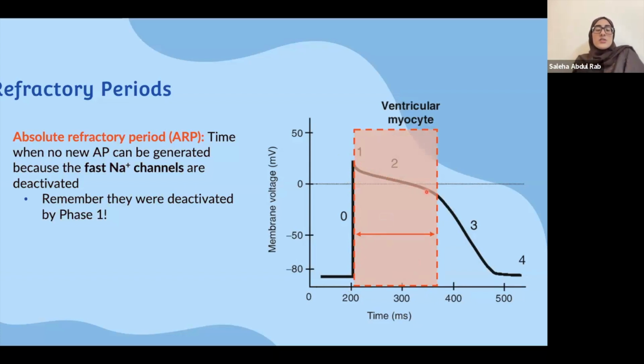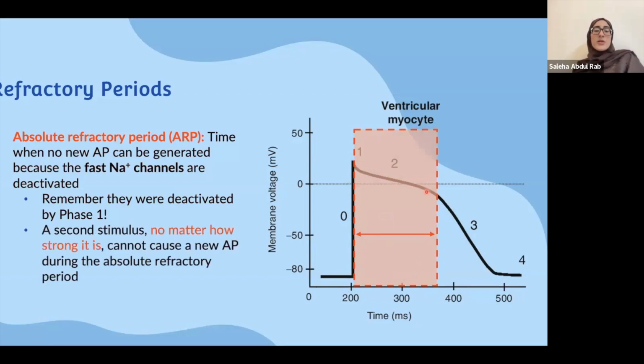No new sodium can enter the cell. Okay, so a strong stimulus, no matter how strong it is, cannot cause a new action potential during this period.